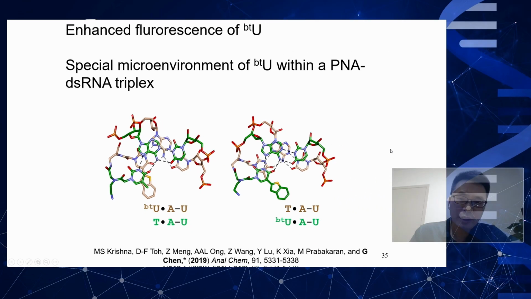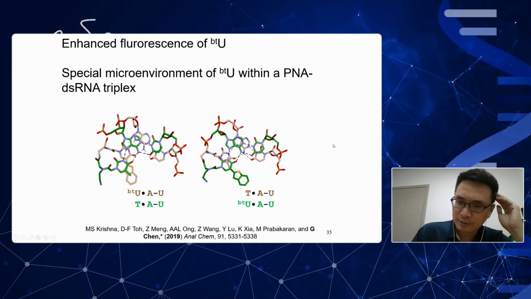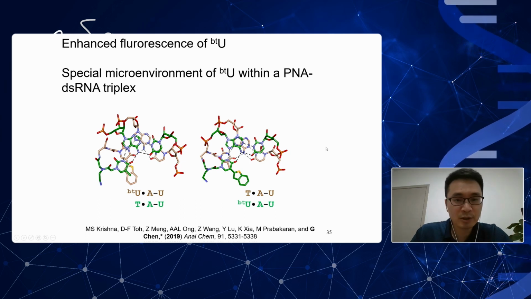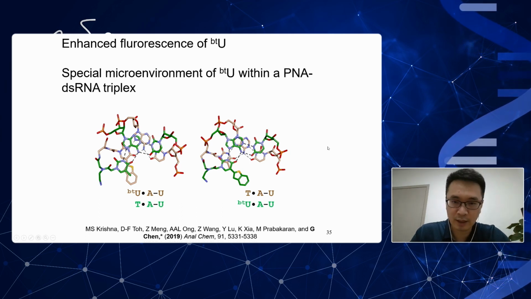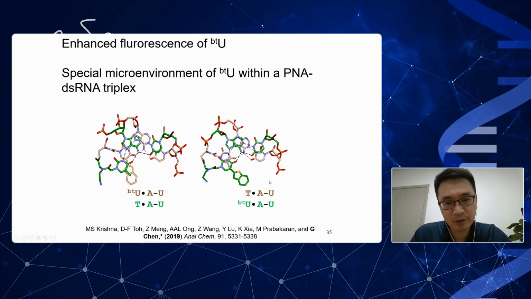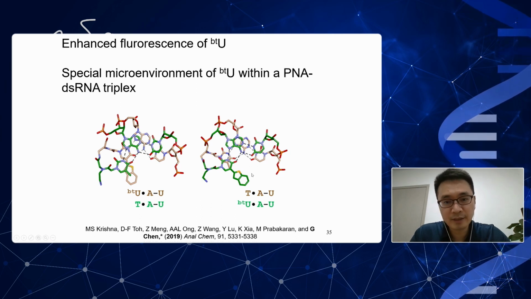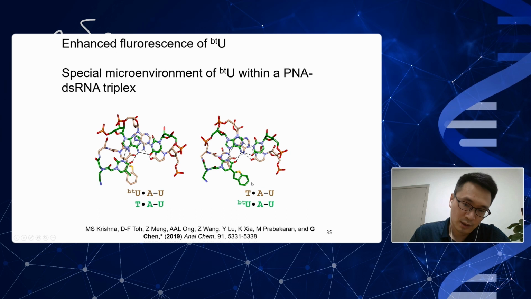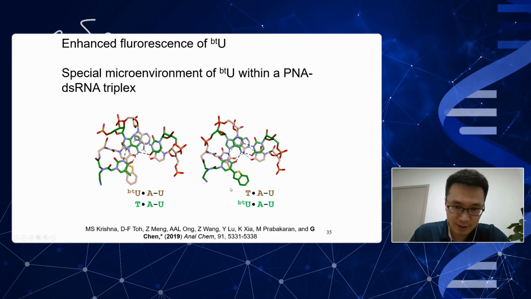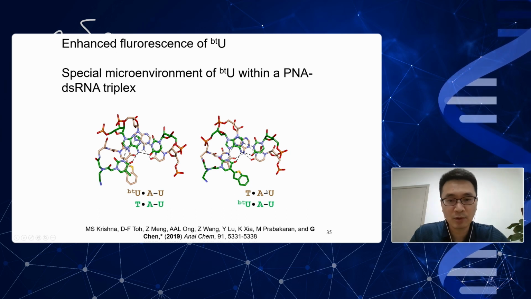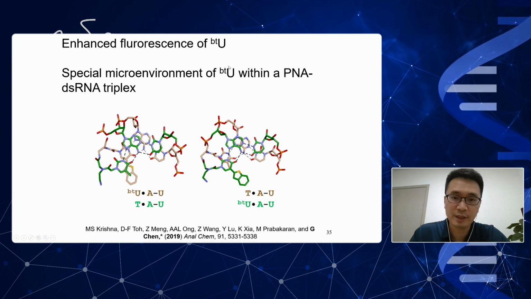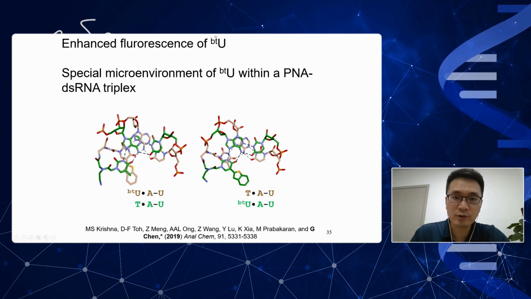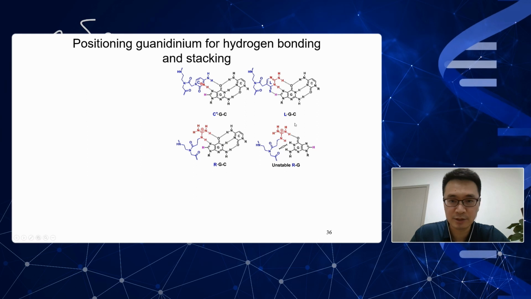And why does the PNA show enhancement of fluorescence upon binding to RNA to form triplexes? Based on the modeling data, we believe it's because in the triplex, this benzothiazole sulfonyl group is more exposed and the fluorescent property is changed compared to when it's in the single-stranded PNA structure.